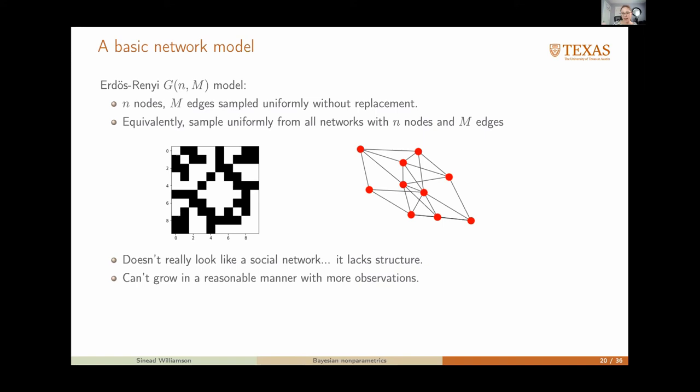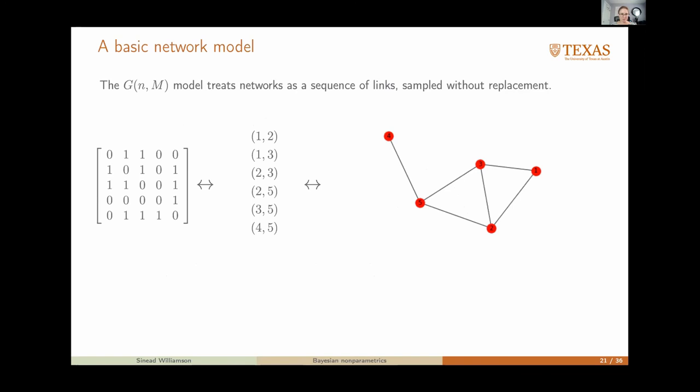So this has the advantage that it's simple, but it clearly does not look like a social network. It doesn't have any sort of structure, which makes sense because we've picked the edges entirely at random. And it also can't grow in a reasonable manner, right? We have those N nodes predefined, and if we suddenly add extra nodes, then those original M edges are no longer sampled uniformly without replacement. They're biased towards the original nodes. But it has some properties that are going to make it a good building block.